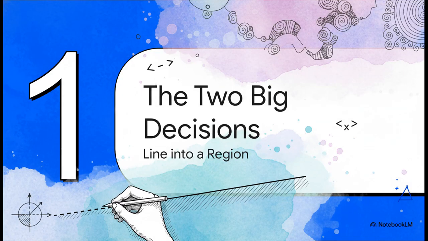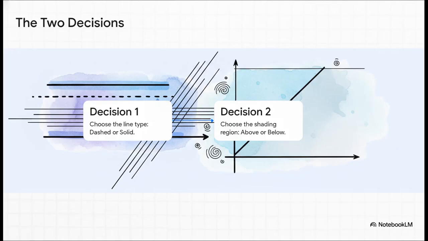These are the two choices you're going to make every single time, and they're what's going to turn a simple line into this whole shaded area of answers. It really is that simple, a two-step process. First, you decide what kind of line you're going to draw. And second, you figure out where to do your shading. Let's break down exactly what that means.